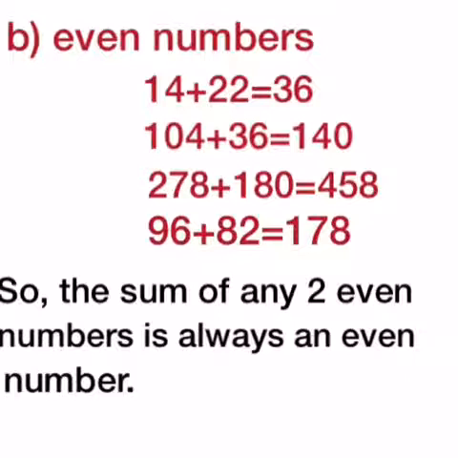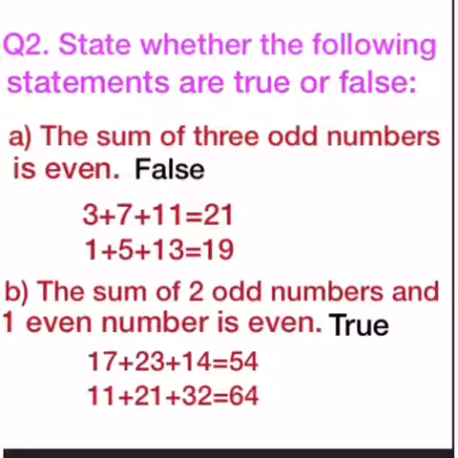96 plus 82, even numbers, and its result 178 again is an even number. So by this we can conclude that addition of any two even numbers, the result will always be an even number. Now question number 2. State whether the following statements are true or false. The first one is, the sum of three odd numbers is even.